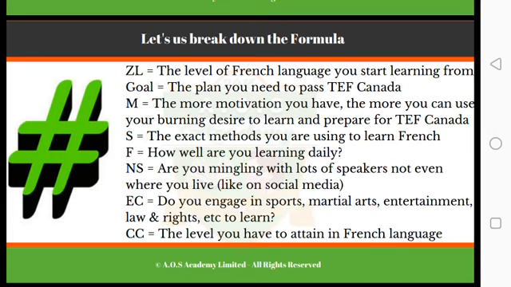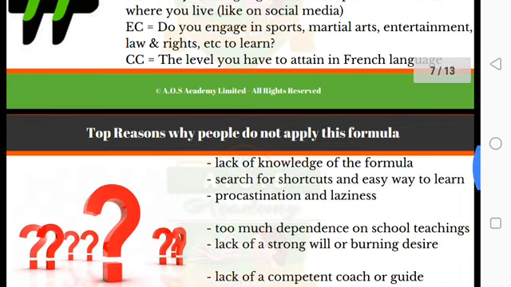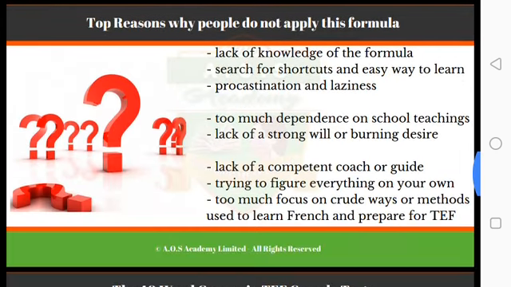The NS is, are you mingling with lots of speakers, not even where you live, but also on social media platforms? The EC is, do you engage in sports, martial arts, entertainment, law, rights, etc. to learn? And the communicative competence is the level you attain or have attained in the French language.